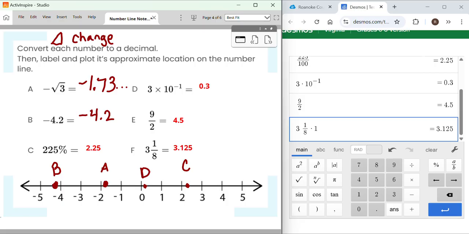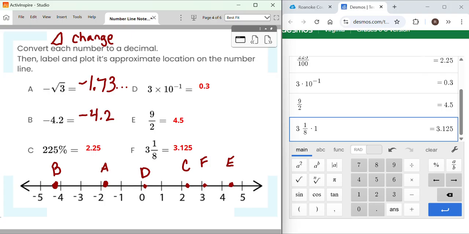Okay. E is 4.5. 0.5 is halfway to 5. So let's go ahead and label that E. And then F. 3 1/8 is equal, as a decimal, to 3.125. So that's going to be right in here.